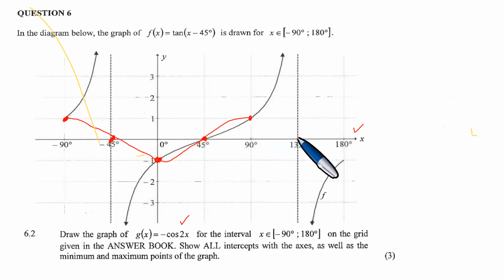So you have this one here. Now here you go 2 times 90, because it's 2x. So 2 times 90 is 180. Cosine 180 is minus 1, but you have a minus there, so it becomes plus 1. Then you come to 2 times 135, which is 270. Cosine 270 is 0, so this one goes here. 2 times 180 is 360. And then cosine 360 is 1, but it's minus here, so it's going to be here. Okay.